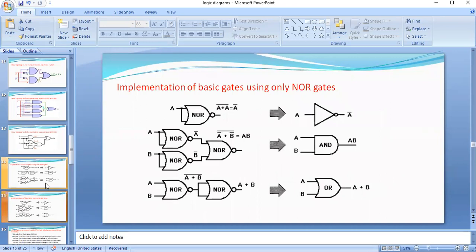And next, in the same way, I'm also going to implement the basic gates using NOR gates.